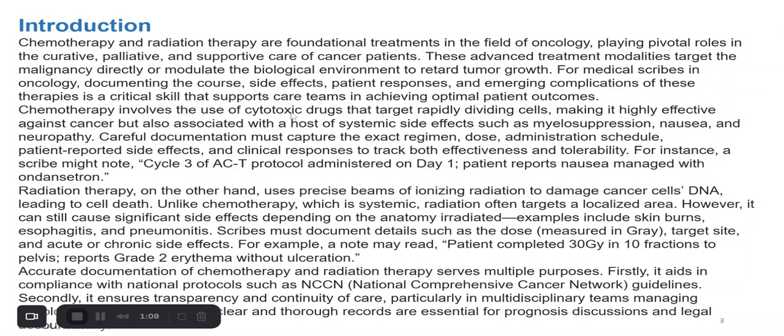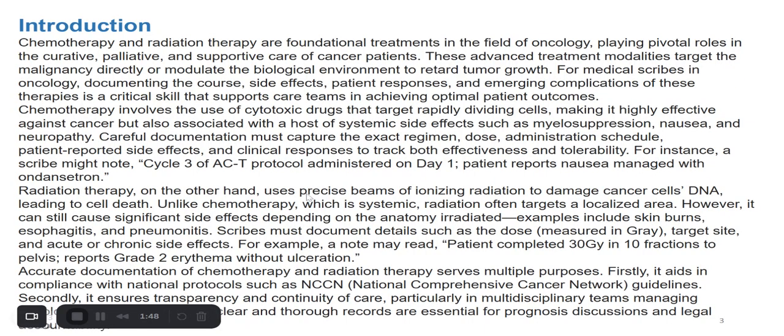Chemotherapy involves the use of cytotoxic drugs that target rapidly dividing cells, making it highly effective against cancer but also associated with a host of systemic side effects, such as myelosuppression, nausea, and neuropathy. Careful documentation must capture the exact regimen, dose, administration schedule, patient-reported side effects, and clinical responses to track both effectiveness and tolerability. For instance, a scribe might note: cycle 3 of ACT protocol administered on day 1. Patient reports nausea managed with ondansetron.